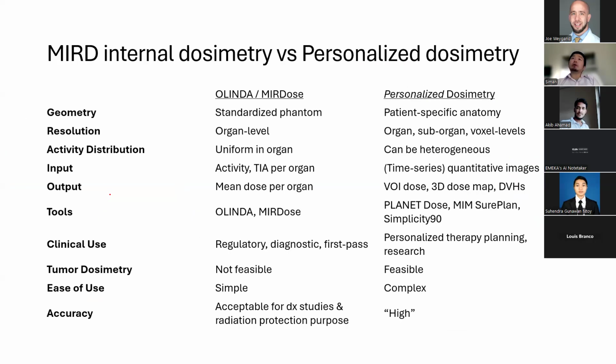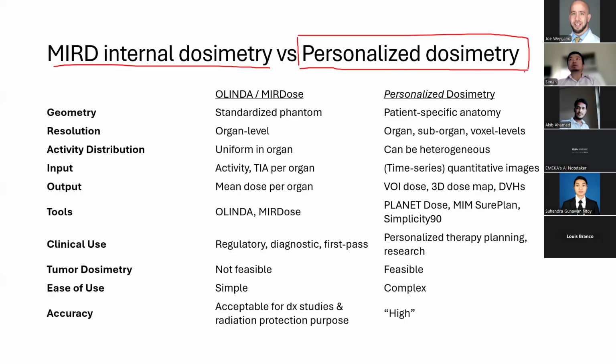So that is the MIRD internal dosimetry, right? So what we want is personalized dosimetry. I'm going to discuss with you why we're interested in personalized dosimetry, but let's see what's the difference first. The first one is geometry. So the OLINDA or the MIRD schema uses a standardized phantom. It's the phantom that I showed you earlier. It's an electronic phantom, just a model human.